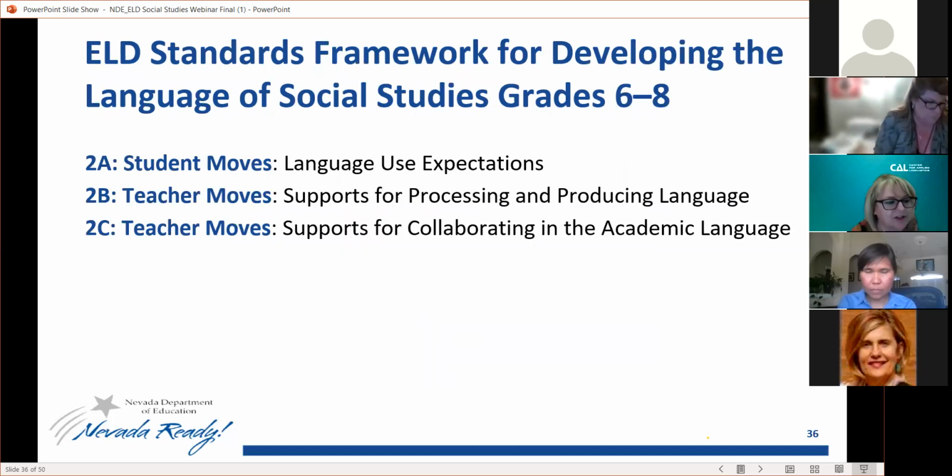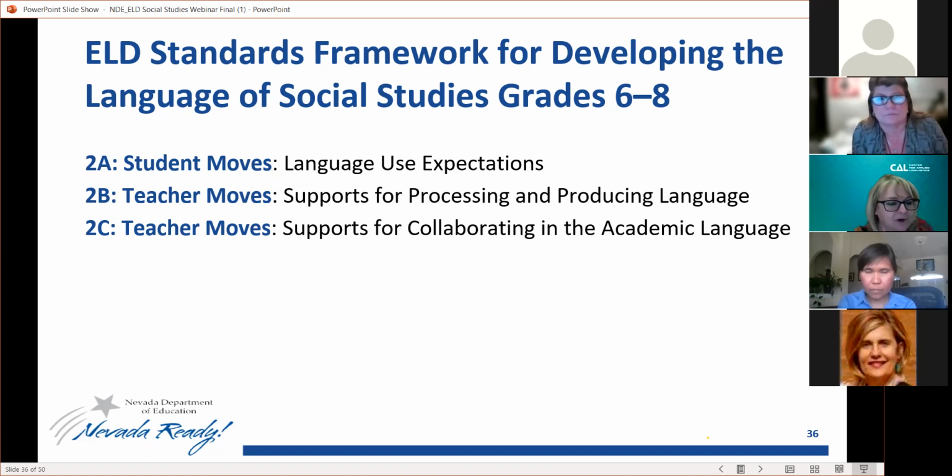So let's take a look at what's the difference between student moves and teacher moves, right? And so 2A talks about the language expectations. What are students doing and showing to process and produce language.